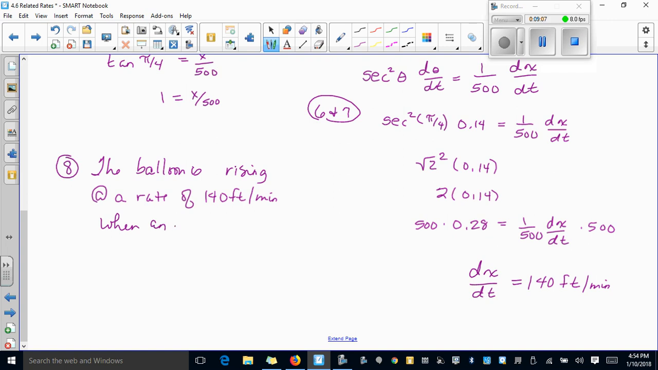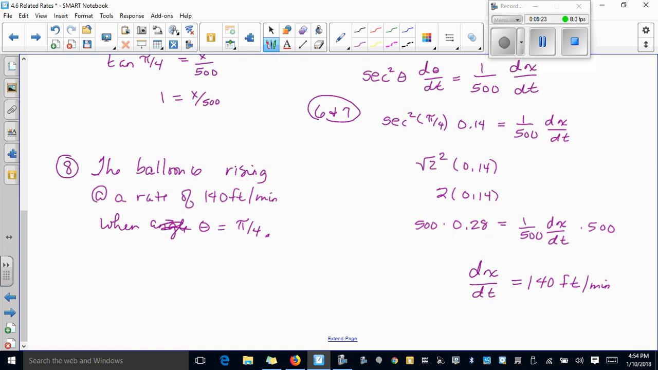Okay, so now the next problem is a similar problem, but we're going to find that this one is not going to give us the angle. There are ways of approaching this one when they don't give you an angle, but we'll go through it.